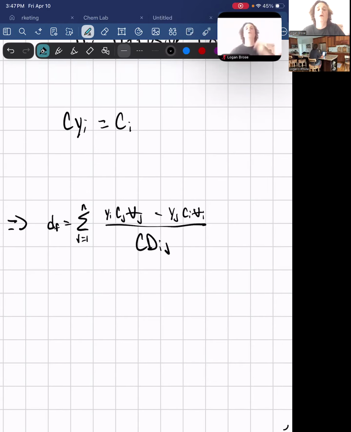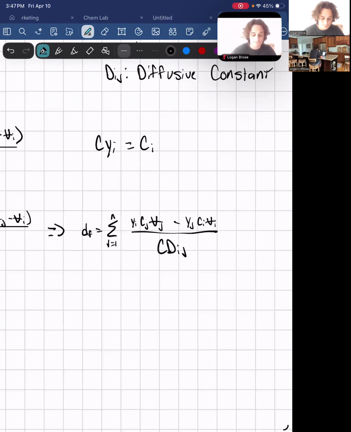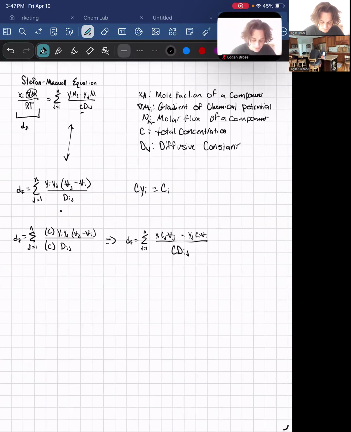And so when we're looking at the big picture here, we want to try and relate it back to this equation up here, right?